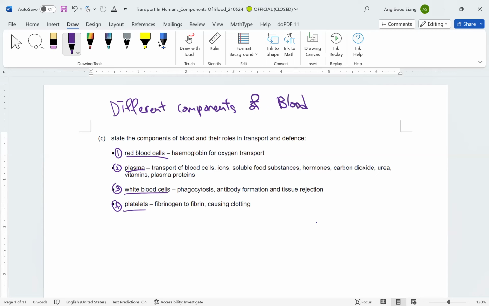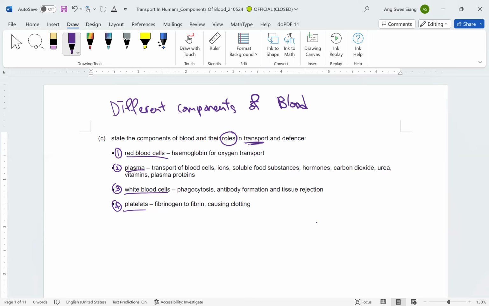What do I mean by in detail? You need to be able to describe their roles in the transport of substances in the circulatory system, and what their roles are in defending the body. So we are going to look at each of them more in detail.